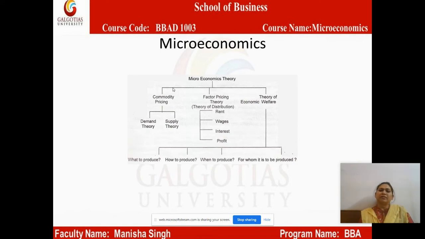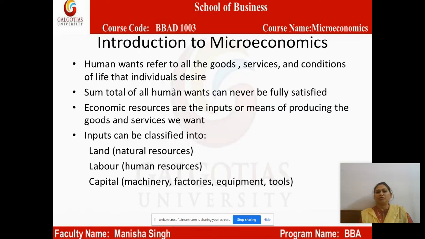Here is a sort of flow chart where you can see microeconomic theory and what divisions it is further classified into. There is commodity pricing, factor pricing, and the theory of economic welfare. Commodity pricing is further subdivided into demand and supply. Factor pricing, of course, covers rent, wages, interest, profit. And when you talk of economic welfare, we talk about what to produce, how to produce, when to produce, and for whom it is to be produced.